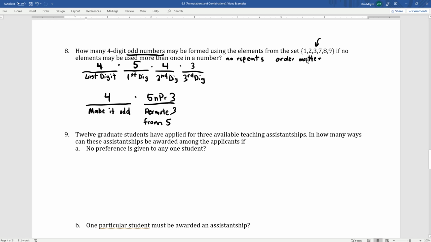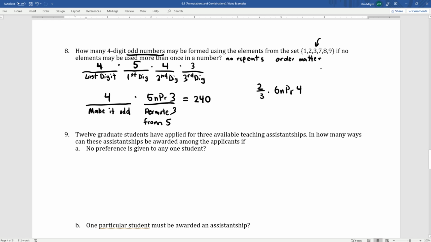Okay? Either way you think about it, you should get that there are 240 odd numbers that we can make from this set. Now, I'm just curious as to if we had done 2/3 times 6 P 4. If I made a 4-digit number and then, where's my calculator? There it is. And then just assumed that 2/3 of those numbers were odd, since 2/3 of our digits were odd.